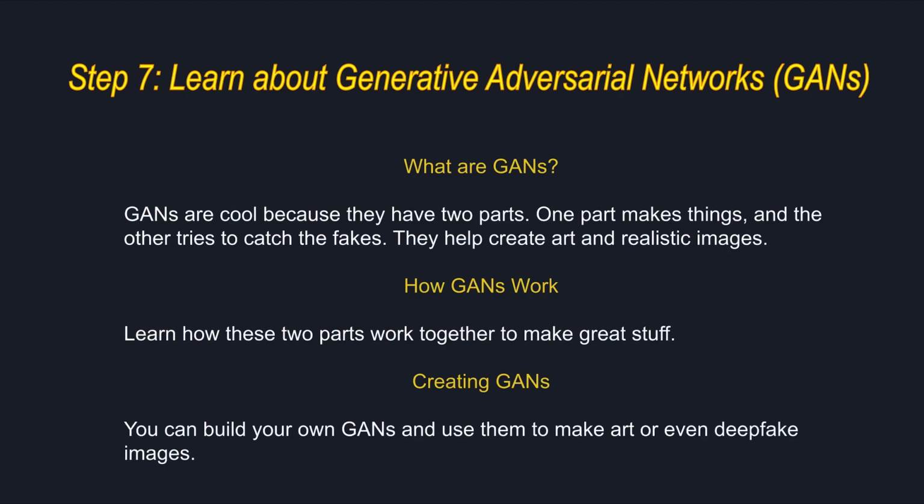Next, explore GANs. GANs consist of two parts, one that generates data and another that evaluates its quality. This step helps in creating realistic images and other content. GANs are a powerful tool in generative AI.